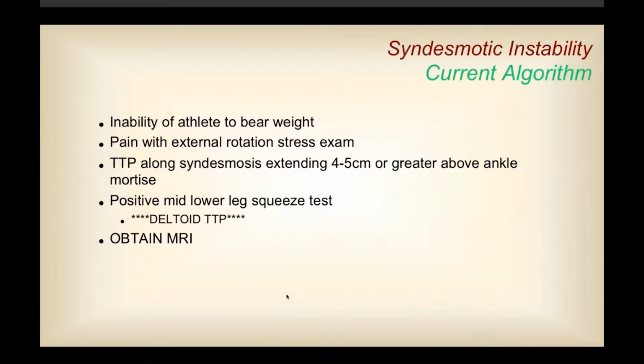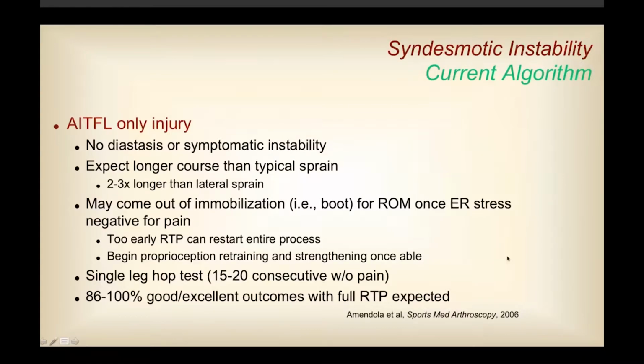As far as the current algorithm in working this up: the inability of the athlete to bear weight, the one that has difficulty walking off the field or the court, pain with external rotation stress, tenderness to palpation along the syndesmosis that is 4 or 5 centimeters or greater above the ankle mortise, the mid-tib-fib squeeze test, plus or minus whether they have that deltoid tenderness to palpation. If you're seeing a majority of these, routinely I will get an MRI to be able to better assess.